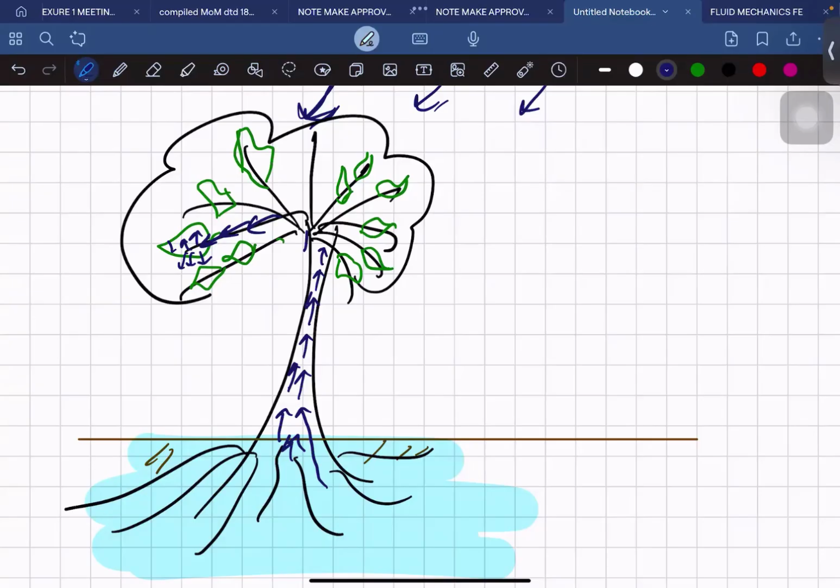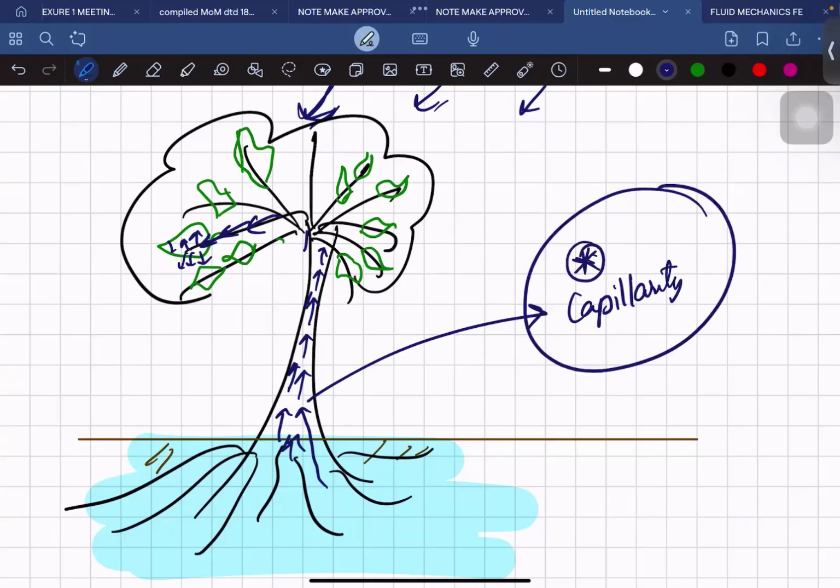Any guess? Absorption. You are almost near. Pore water pressure? No, pore water pressure is not it. Capillarity. Yes, that's the right answer. It is capillarity. It's again a phenomenon of fluid because of which the water is coming up. Yes, this is applied in geotechnical soil mechanics. Yes, exactly, you are right, which we call capillary pressure, right?